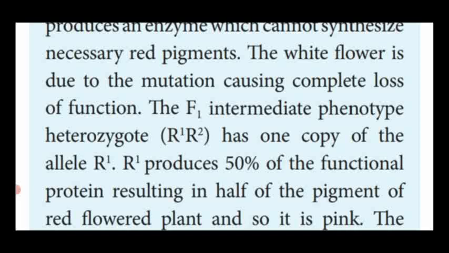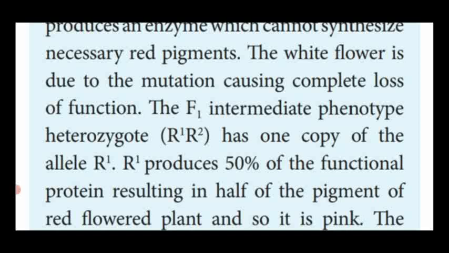Dear students, kindly note down what will happen. The F1 intermediate heterozygous phenotype has 1 copy of the R1. What is the R1? It is the allele which has the capacity to produce the red color pigment. The other allele, that is the recessive allele R2 or mutant allele, is unable to produce the red color pigment due to the defective allele.